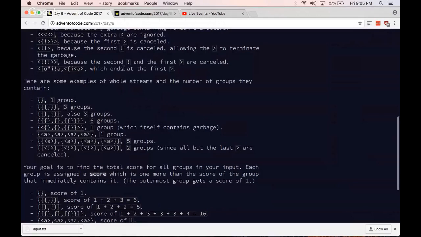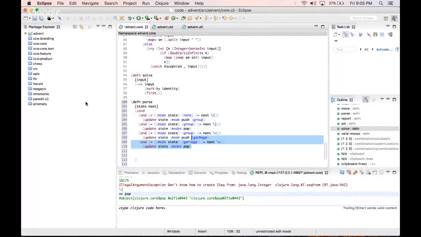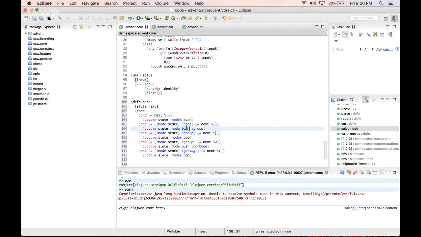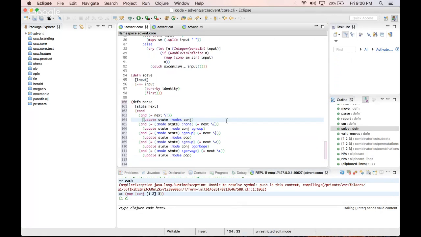Okay, and then there is a bang state. So I think that we want to say something like, if it's the case that the next character coming up is a bang, then we want to update states here. Push, is there a Clojure push, or is it just conj? Okay, it's just conj. And we want to conj onto 1, 2, 3. All right, that's looking right. Okay, update state here, conj garbage.